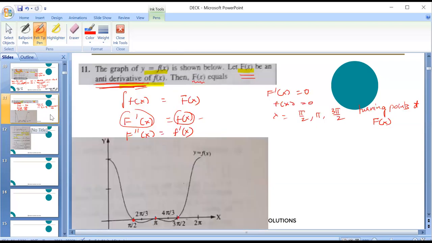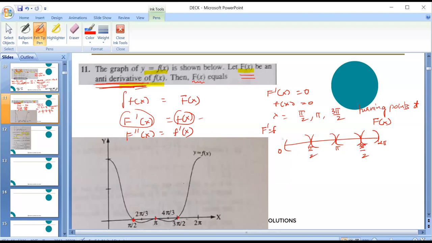But how will you find local maximum, local minimum? You take the number line, take pi by 2, pi and 3 pi by 2. Of course, from 0 to 2 pi we are taking. We can see the graph only in this interval. Now 0 to pi by 2, we are talking about f dash, but it is f only.